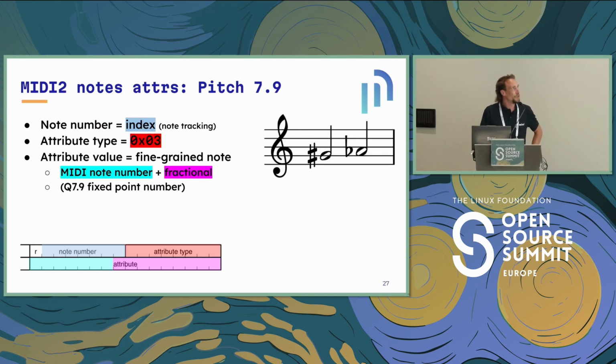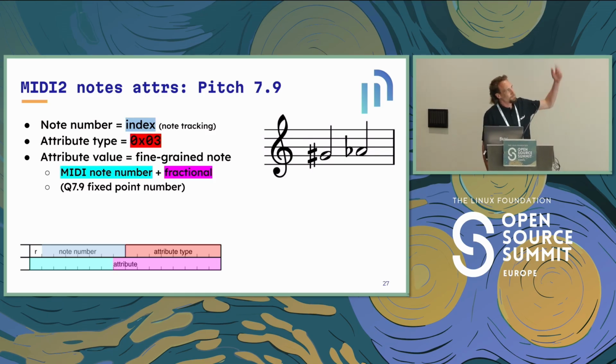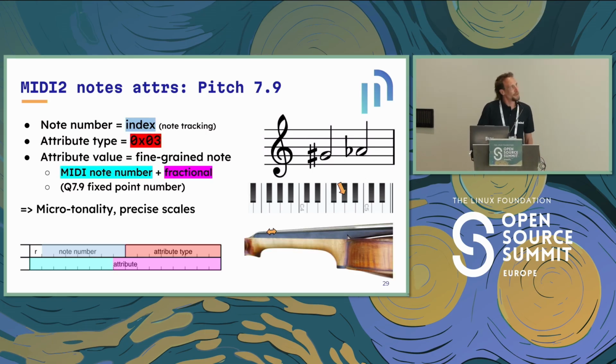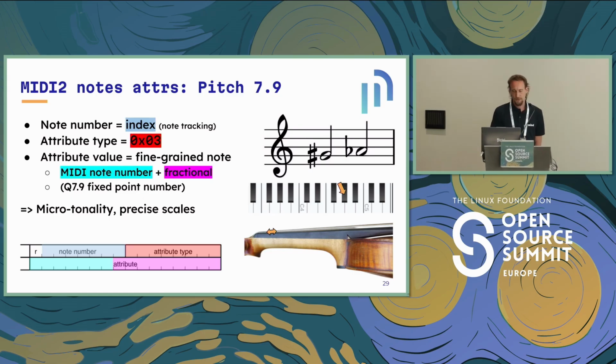So if we look at those 2 notes in a score, I don't know if you can read music, but if you ask a keyboardist, they will probably say, okay, this is the same note, this one, G sharp or A flat. But if you ask a violinist, they can play 2 different notes for these. And so Pitch 7.9 allows you to encode more precise scales or to play microtonal music, which is common in non-Western music, I would say.